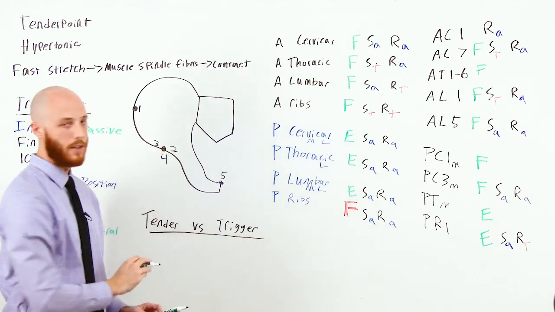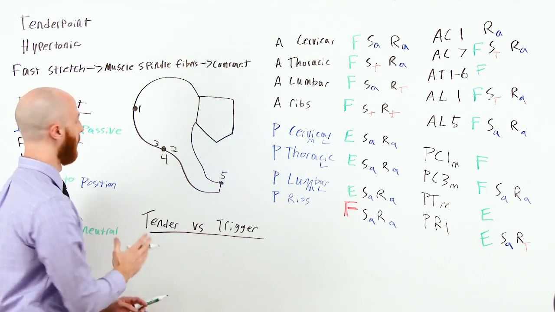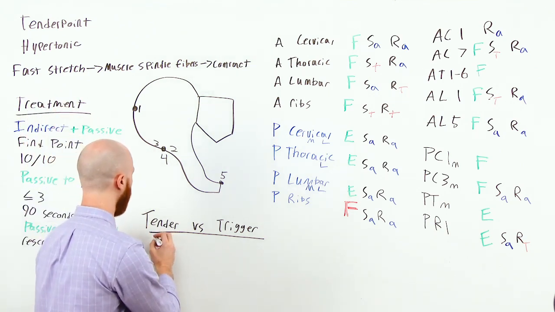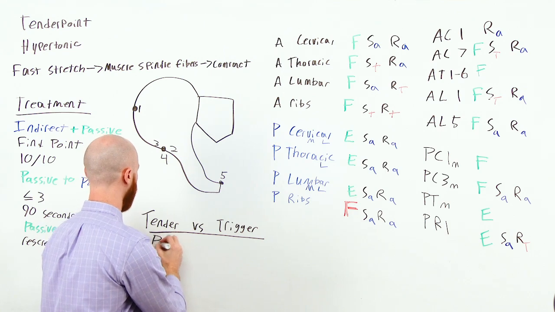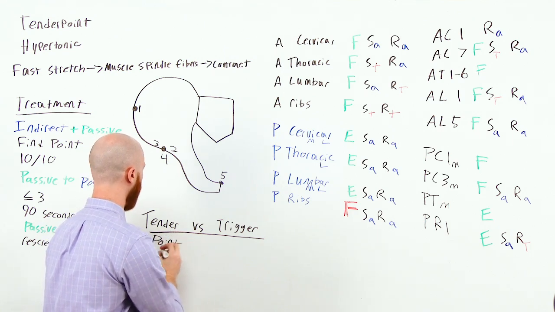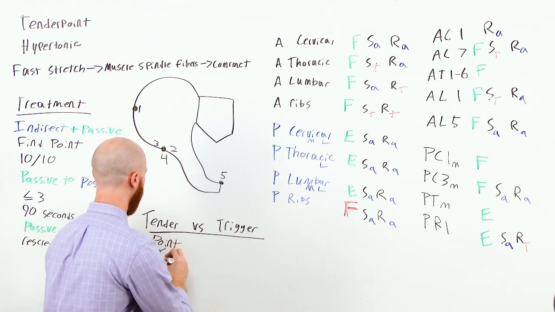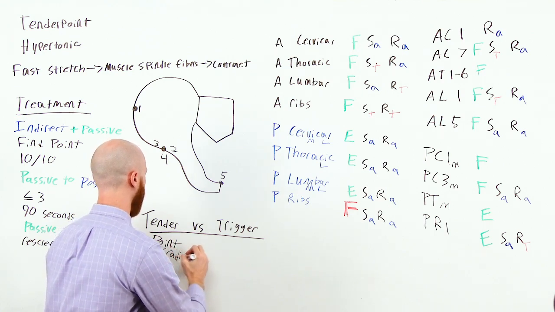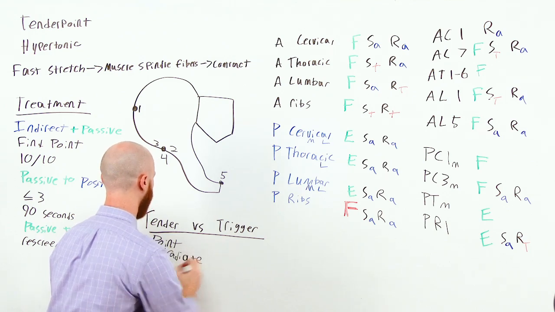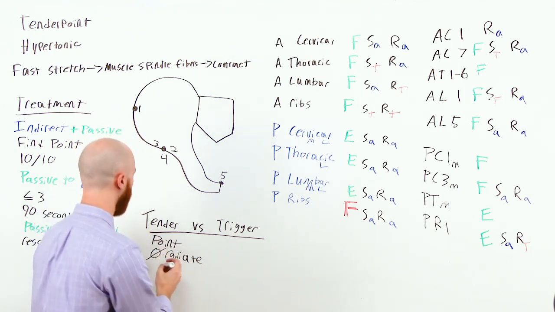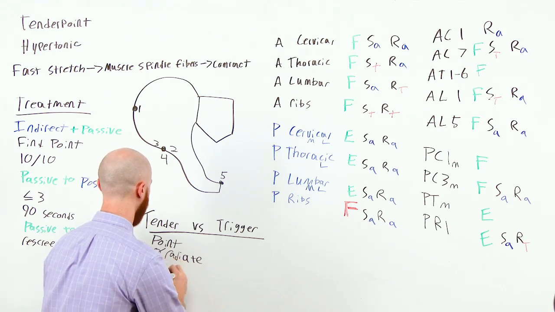So a tender point is what we've been talking about this entire time. It's a singular point that when you poke it, the pain does not radiate. And the way that you treat a tender point is with counterstrain.